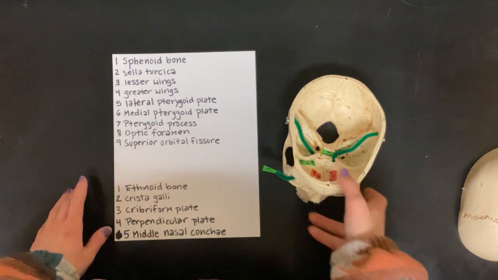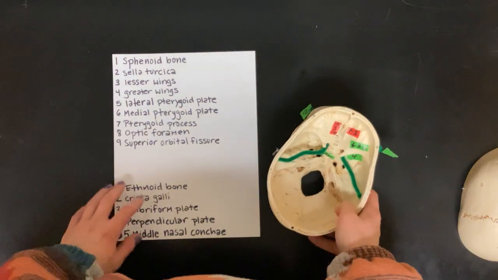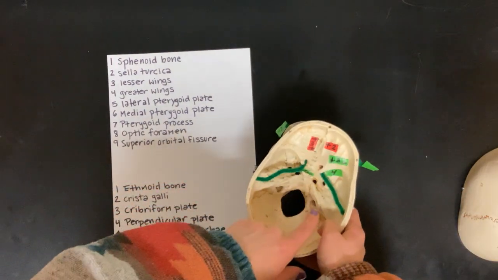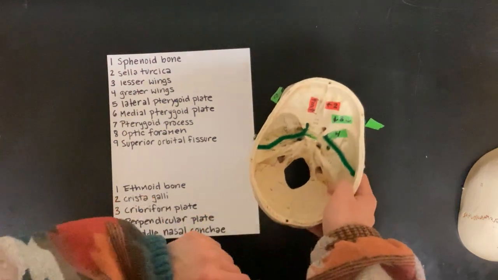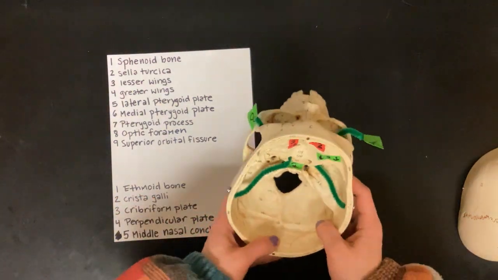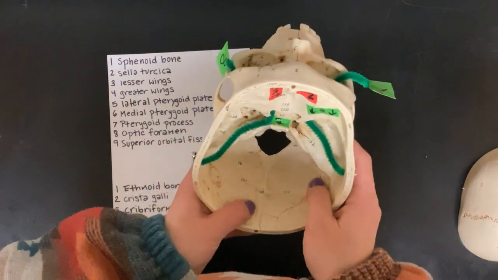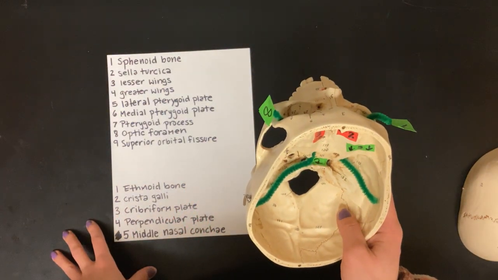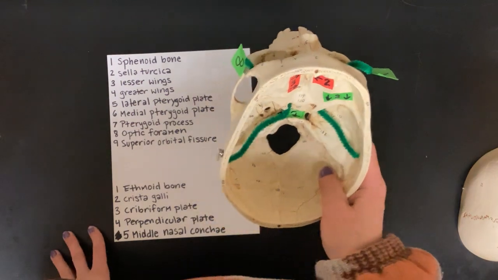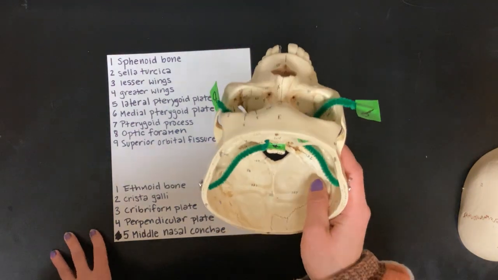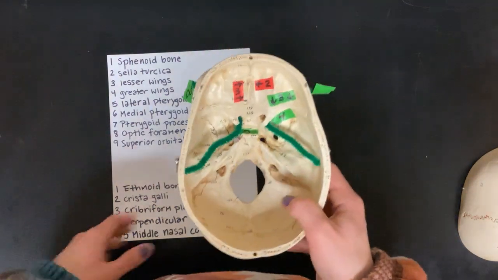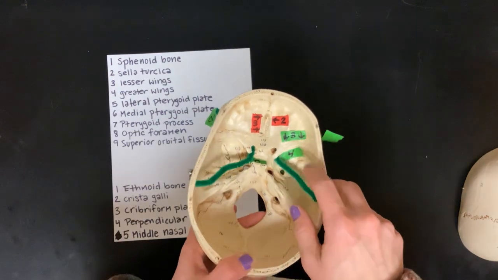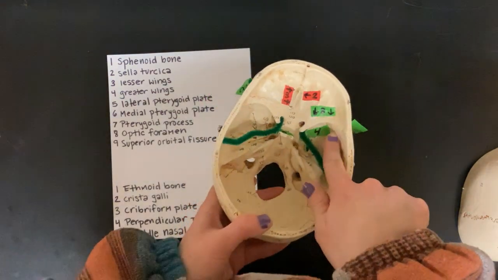So first, all the IDs tagged in green is the sphenoid bone. Number two, the bony feature, is the sella turcica. Number three, this is the lesser wing. And number four is the greater wing.